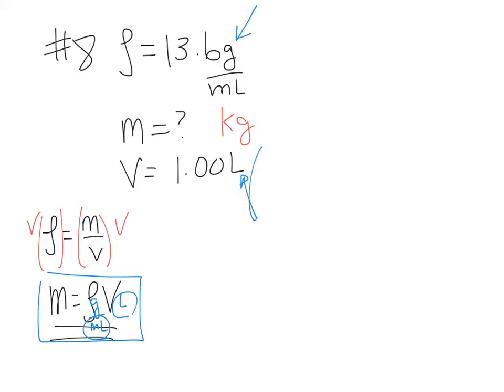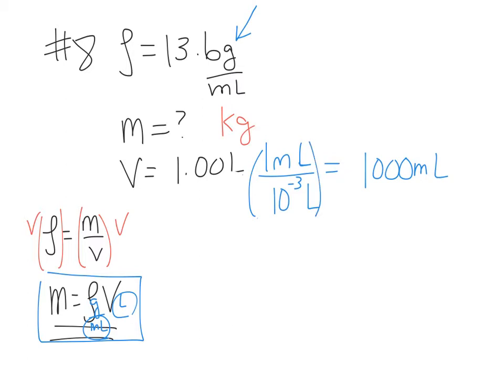I know that milli means 10 to the minus 3, and I want to convert to milliliters. So I want to get rid of liters. 1 milliliter is 10 to the minus 3 liters. And so we're going to end up with 1,000 milliliters, which is 1 liter equal to 1,000 milliliters. It's okay if you want to use that conversion that you've learned before.